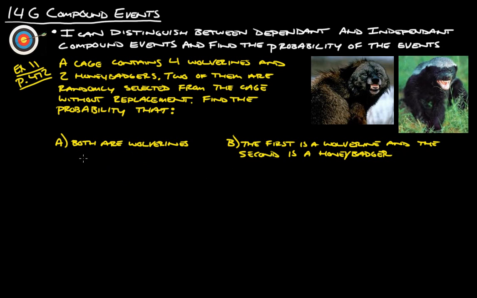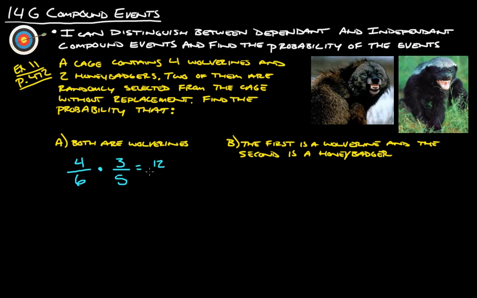So on this one, you're assuming that you're not putting them back as you draw them. So 2 of them are randomly selected from the cage. The probability that the first one chosen is a wolverine: there are 4 wolverines and 2 honey badgers, so there are 4 wolverines out of 6 total animals in there. So the probability of getting your first wolverine is 4 out of 6. Now the probability of your second wolverine, because you already have 1 out, is now 3 wolverines left out of 5 total animals left in the cage.